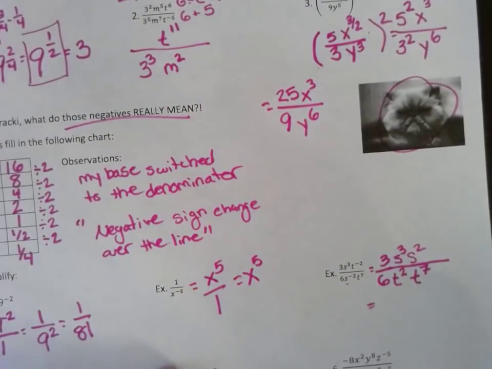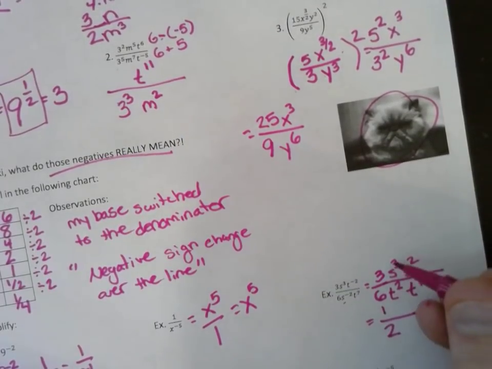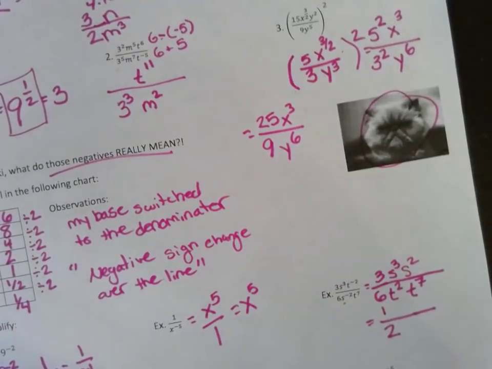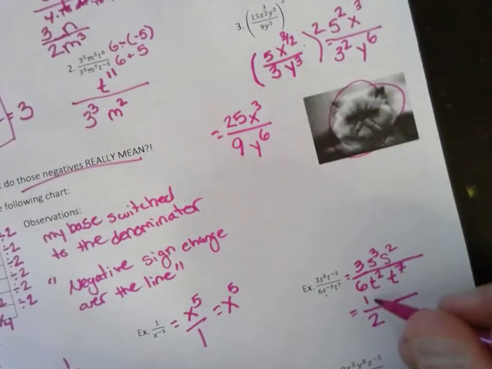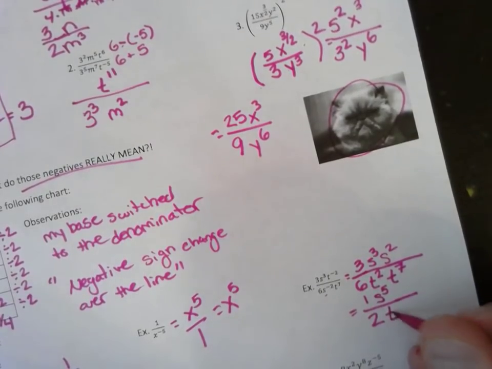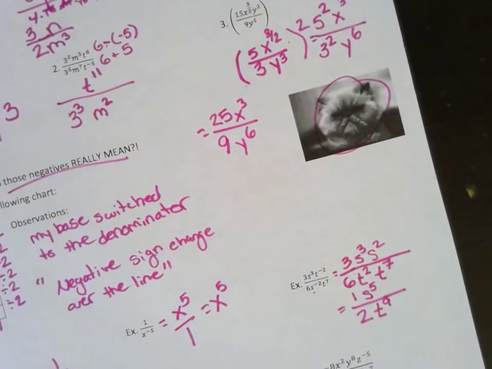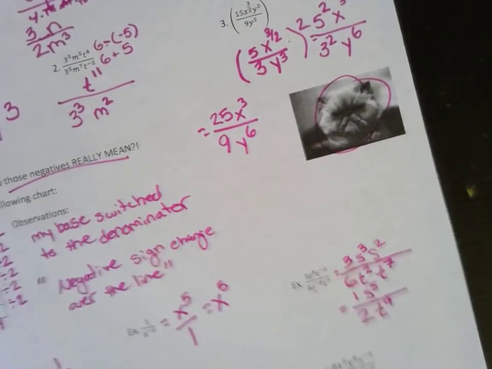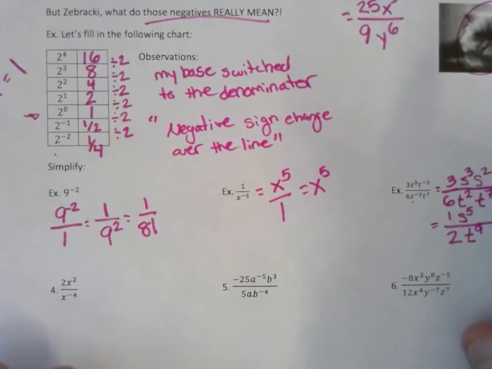Now we just have product of powers. 3 over 6 reduces to 1 over 2. S cubed times s squared. Again, product of powers means I add the exponents. Add them. S to the 5th. T squared, t to the 7th. I have 2 factors of t. I have 7 factors of t. That means I have 9 factors of t. 1 times s to the 5th over 2 times t to the 9th. All right? So, guys, that's the extent that we're going to get into today in terms of difficulty.